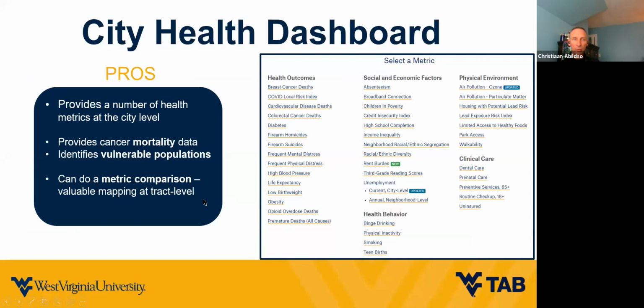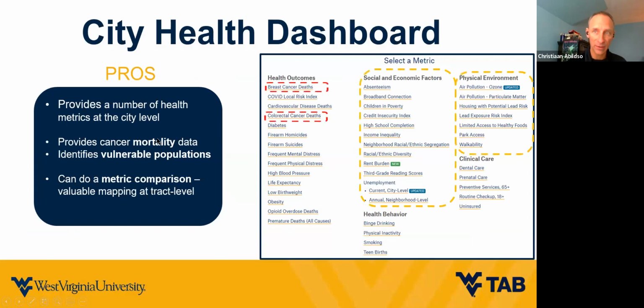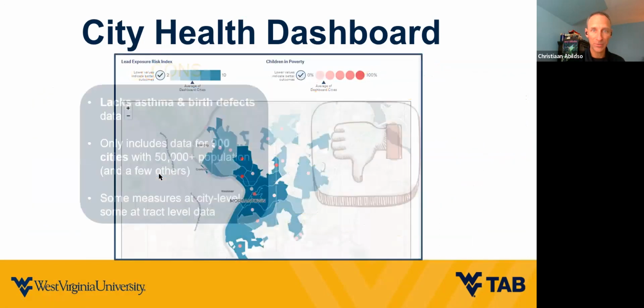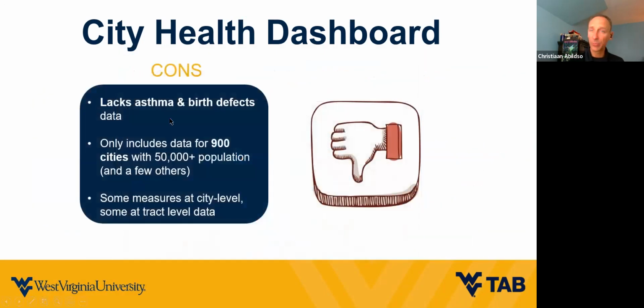Again, a summary. We went through the pros of this. I showed some of the useful things, the metric comparison, cancer mortality it has. Again, that is related to many different things, not just the rate of cancer, but also access to healthcare and things like that for treatment. Okay, we saw the mapping. It doesn't have asthma or birth defect data, okay, again, which are called for in the grant application. And it only includes the data for certain size cities. And as you saw, some of the measures are at city level only, some at the census tract level, okay. But again, a good one for larger cities.